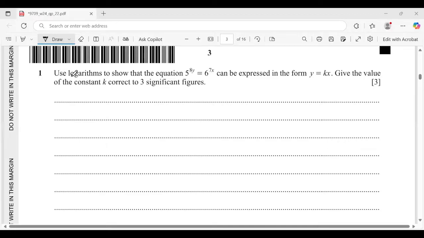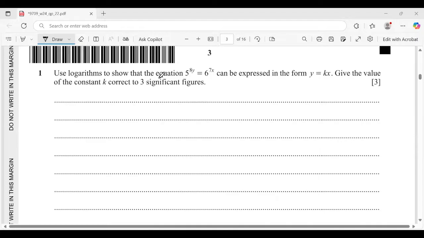Number 1. Use logarithms to show that the equation 5 to the power 8y equals 6 to the power 7x can be expressed in the form y equals kx. Give the value of the constant k correct to 3 significant figures. This question is about logarithms according to this information.